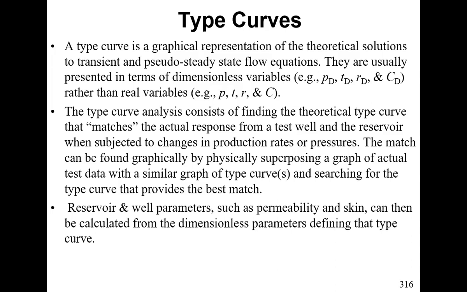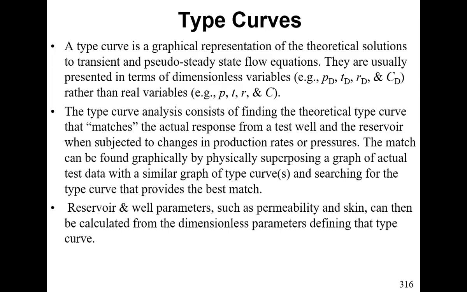So instead of pressure, time, radius, wellbore storage, you now have dimensionless pressure, dimensionless time, dimensionless radius, and dimensionless wellbore storage. The type curve analysis consists of finding the theoretical type curve that matches the actual response from a test well and the reservoir when subjected to changes in production rates or pressure.